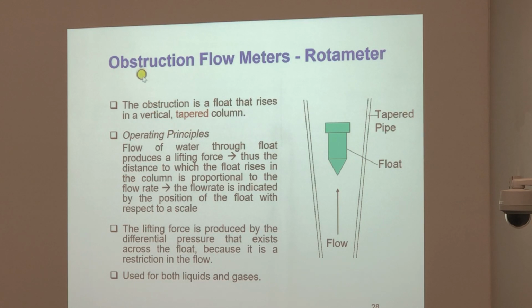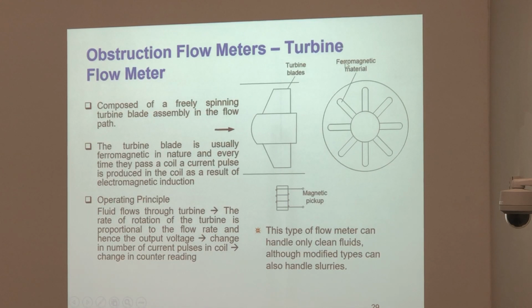If I ask you to give an example of an obstruction flow meter, you don't give me venturi or orifice, alright? So the obstruction is the rotameter. The principle is that the second obstruction flow meter is the turbine flow meter. This one is the side view, right? So the water flows through here. This is the turbine. This one is the front view. If I look from this side, I can see it like this.